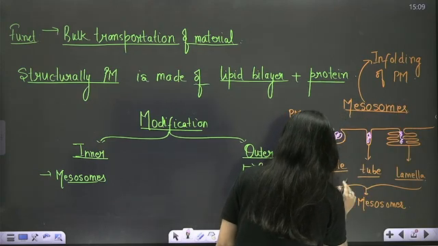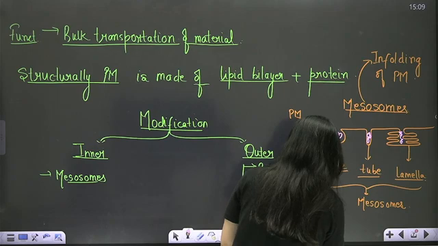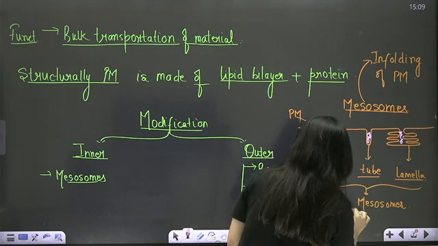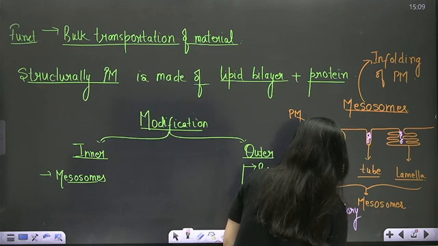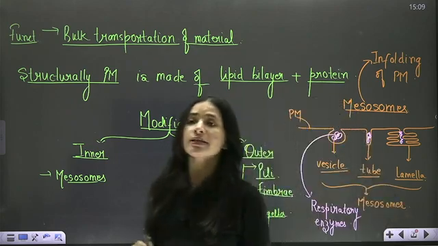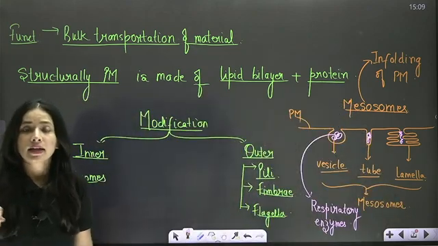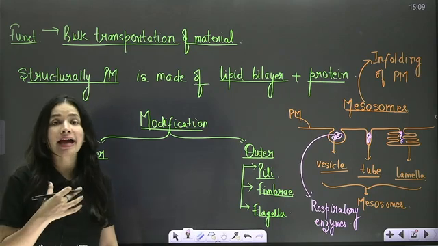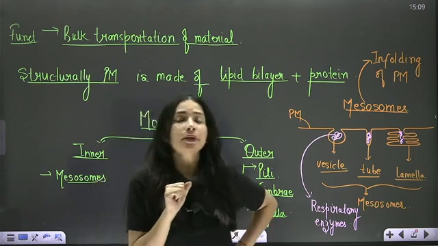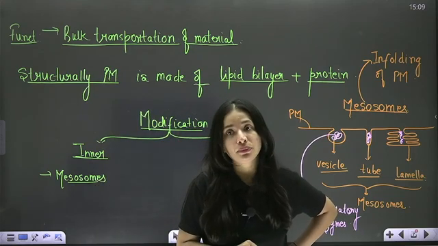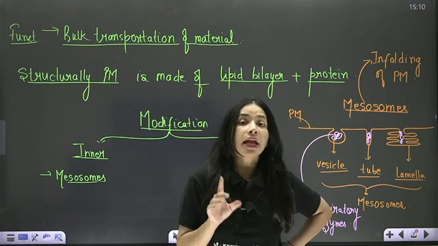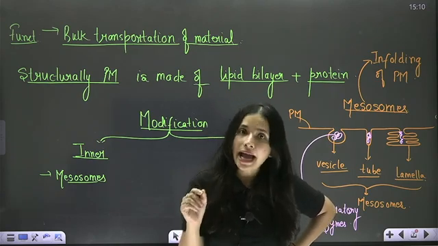So these vesicles or tubes or tubules, beta, they basically contain respiratory enzymes. That means they behave as mitochondria. And mitochondria, if you remember, yesterday I was telling you that in prokaryote cells, membrane-bound organelles are absent.